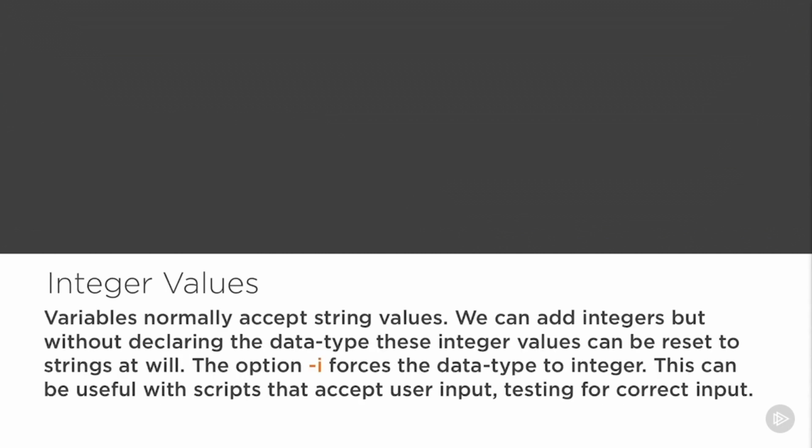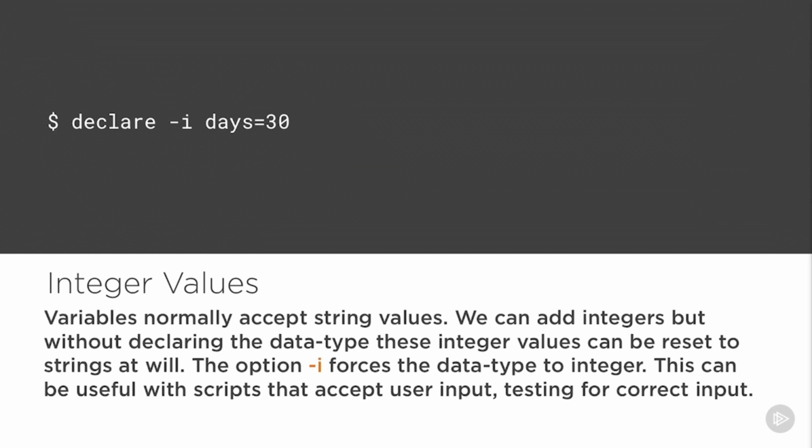Now, something else that we can make use of is declaring the data type, so setting it to an integer value. So I can go through and set declare -i for integer, the days variable, and set it to a value of, let's say, 30.